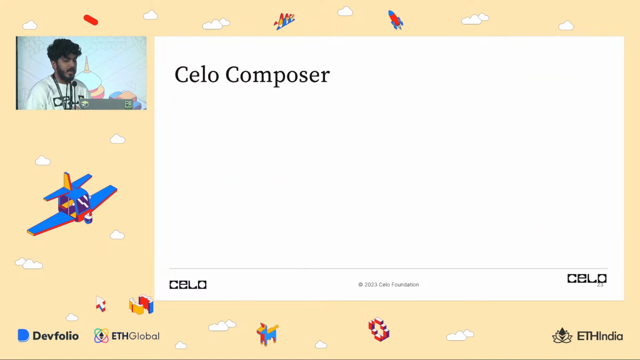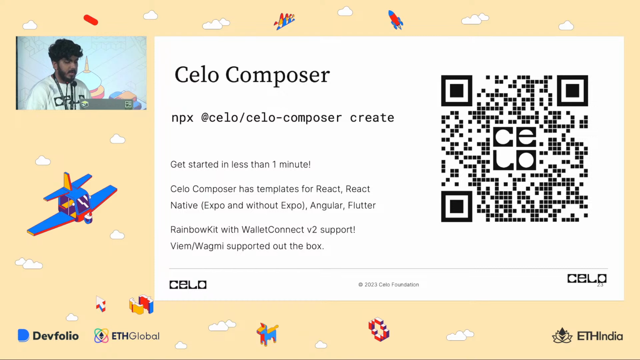And use Celo Composer. So what is Celo Composer? Celo Composer is this template that we have created specifically for hackers. You just run one command and you will have everything set up. You don't have to waste time figuring out how to use RainbowKit, how to use WalletConnect, all of that. We have figured it all out and made it open source for you. You select which framework you want to use, React, React Native, without Expo, Angular, Flutter, whatever you want, just select the options and you will have the code ready for you. Then you can just work on actually building the dApp and not figuring out the basic WalletConnect stuff.